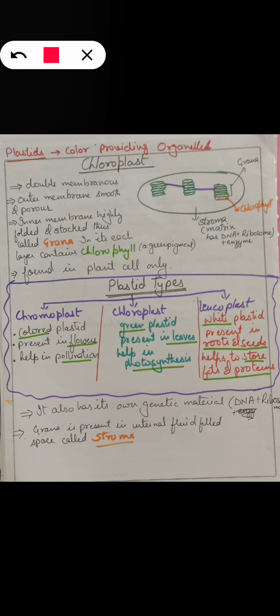This is the next organelle, which is called the chloroplast. Actually the topic is plastid. You have done it earlier also. The meaning of plastid is color-providing organelle. So which provides the color? You see, we are not colored. Plants are colored. The different parts of the plant are colored. So due to the presence of different colors, we divide the plastid into various categories: chromoplast, chloroplast and leucoplast.